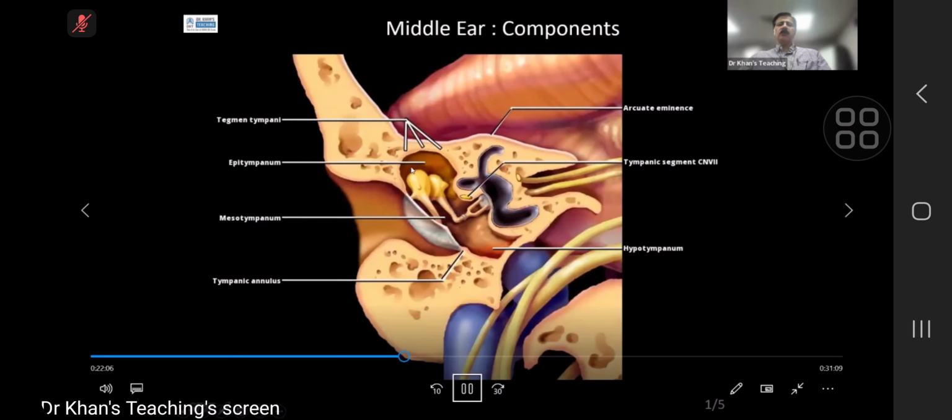This part is known as epitympanum. This is known as mesotympanum. This is known as hypotympanum. Now, if you see superiorly, this is the roof, which is known as tegmen tympani. Now, various portions of the ossicles.